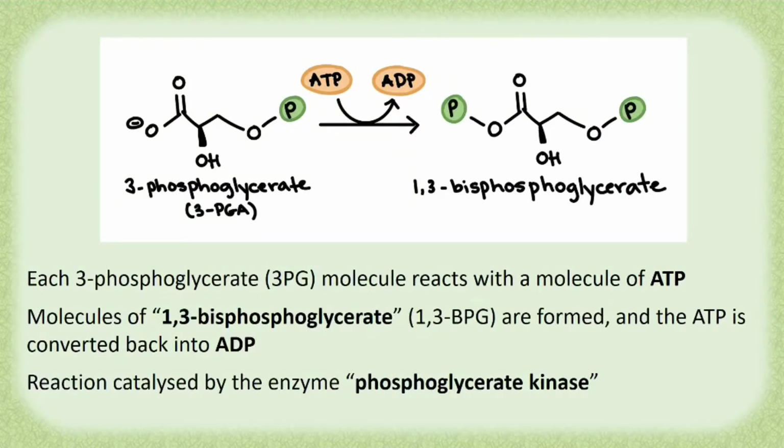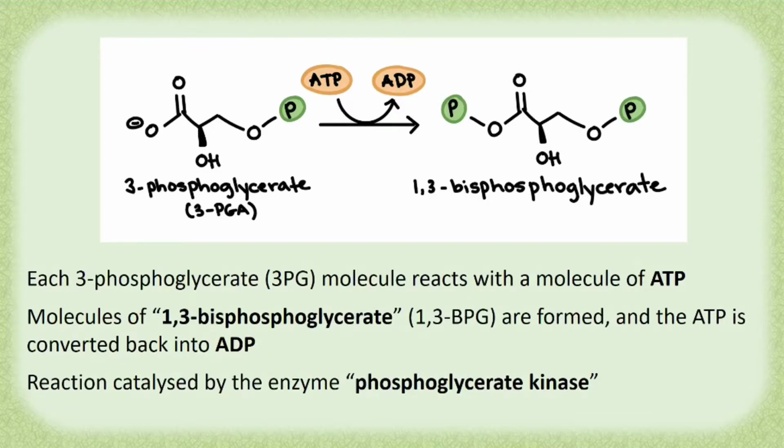So this second step in the Calvin cycle is known as a phosphorylation reaction, and that's because it adds a phosphate group to our 3-phosphoglycerate molecules. So you can see in the equation here, each of the 3-phosphoglycerate molecules produced reacts with a molecule of ATP and gains a second phospho group to its structure. So it turns into 1,3-bisphosphoglycerate, or 1,3-BPG for short.